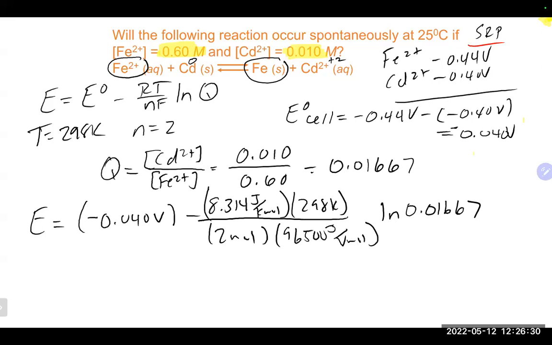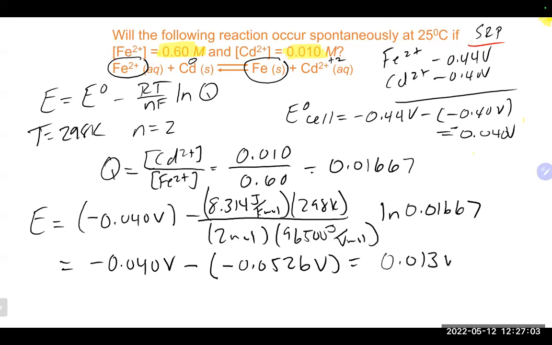So I'm going to take the natural log of 0.01667, hit equals, multiply it by 8.314, multiply it by 298, come back and divide by 2, and divide by 96,500. Gets us a minus 0.04 volts minus a minus 0.0526 volts. Now adding these together, minus 0.04 minus a negative 0.0526 gets us a whopping 0.013 volts happening in this case.